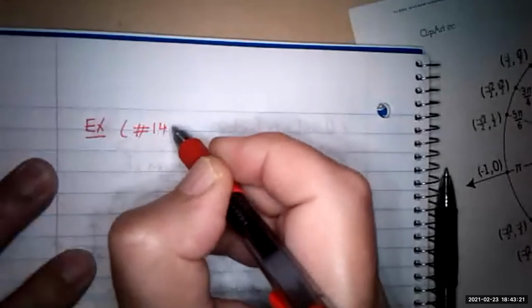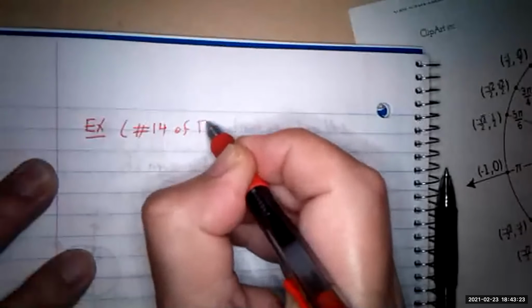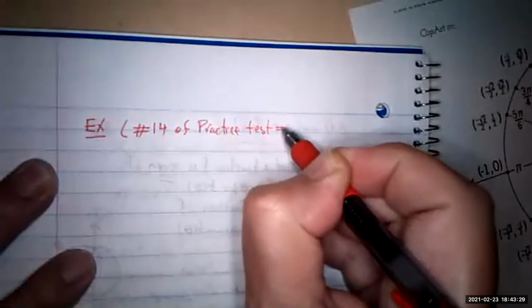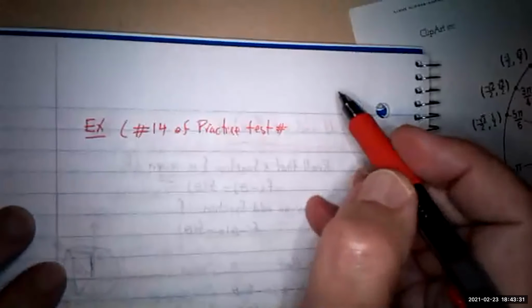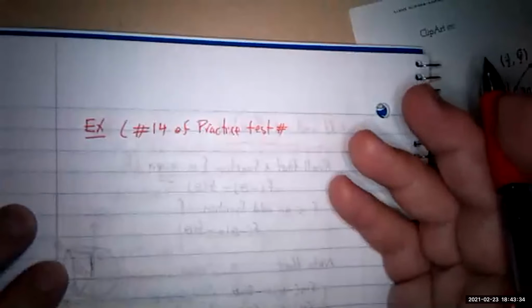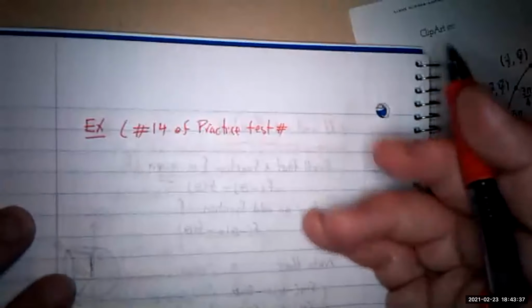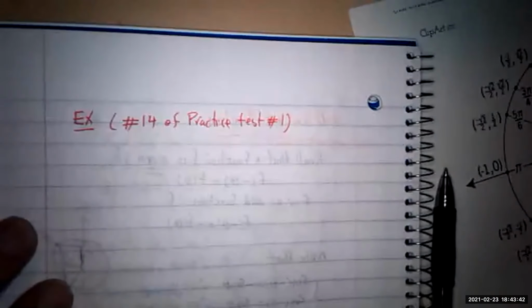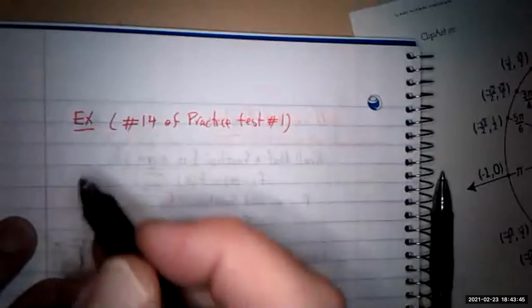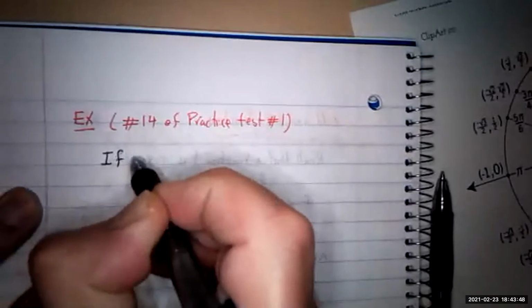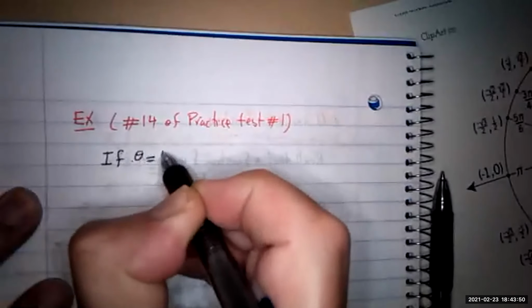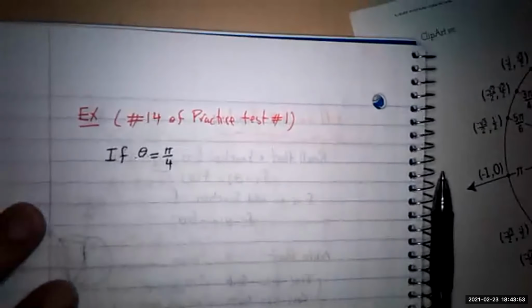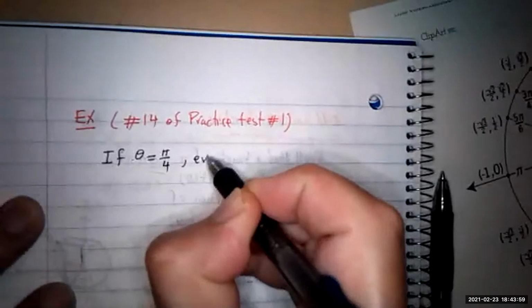Number 14 on practice test number one. Even when I post that take-home quiz for you, the take-home quiz is the one that you do to practice. Remember, it's 2 points, but you better do it because that gives a model for the test. Now what is this question? The question is that if the angle theta is equal to pi 4, 45 degrees, then we would like you to evaluate the following.